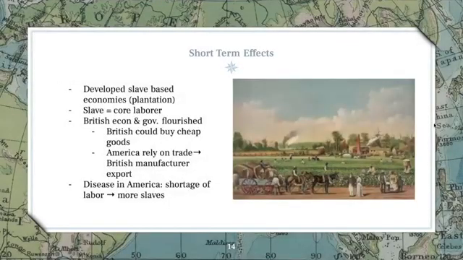The transatlantic slave trade has greatly impacted the New World. Here are some short-term effects. The importation of slaves in the Americas developed many slave-based economies, including the plantation system. Slaves became the core group of labor in the following decades. As a result, the British economy and government flourished. British consumers were able to purchase cheap goods, while the American economy heavily relied on trade, becoming an export for British manufacturers. Because of the trade, diseases brought to the Americas destroyed populations, resulting in a shortage of labor and trailing back to the need for slaves.